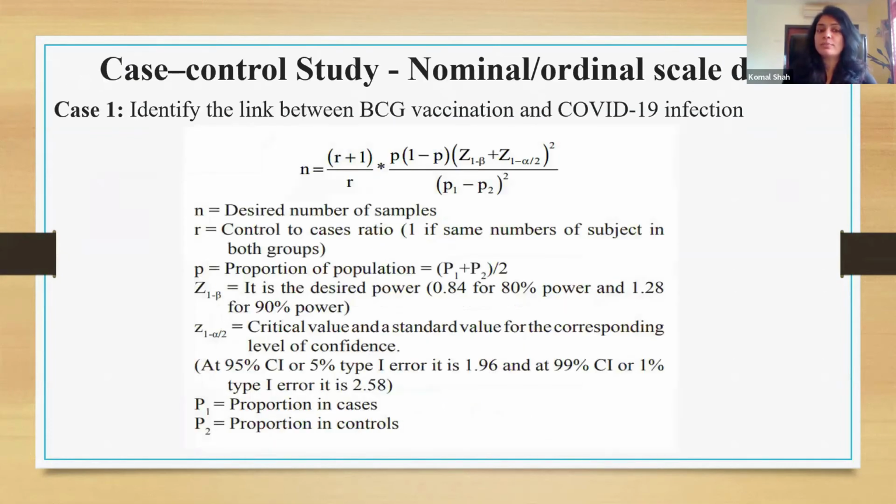The next one is case control studies. In that also we have two different categories: one is for the nominal and ordinal data, and the next one is for the interval data. Over here, I want to assess a link between BCG vaccination and COVID-19 infection.